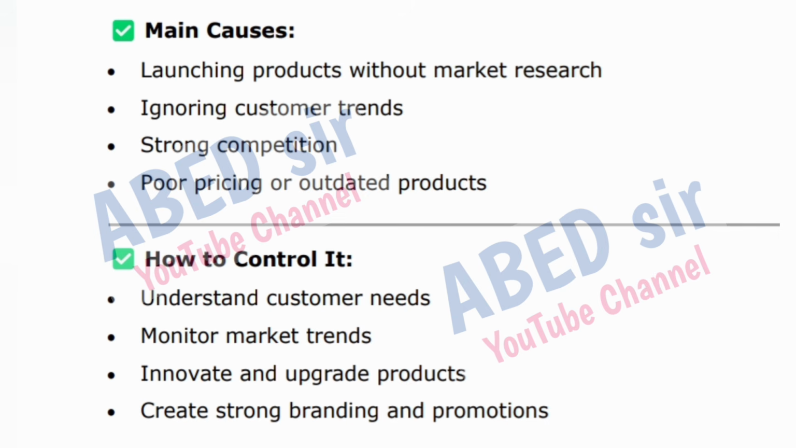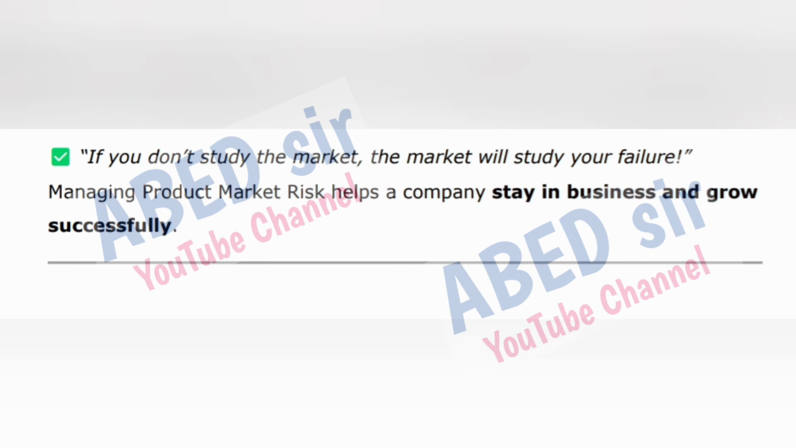Main causes. Launching products without market research. Ignoring customer trends. Strong competition. Poor pricing or outdated products. How to control it? Understand customer needs. Monitor market trends. Innovate and upgrade products. Create strong branding and promotions. If you don't study the market, the market will study your failure. Managing product market risk helps a company stay in business and grow successfully.